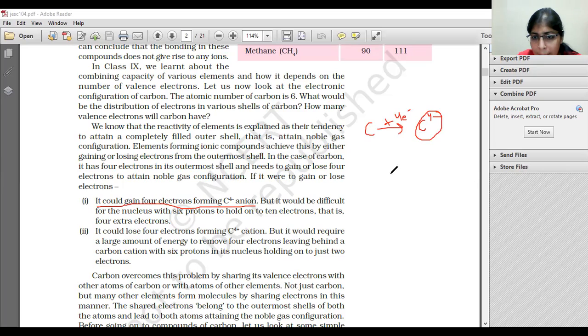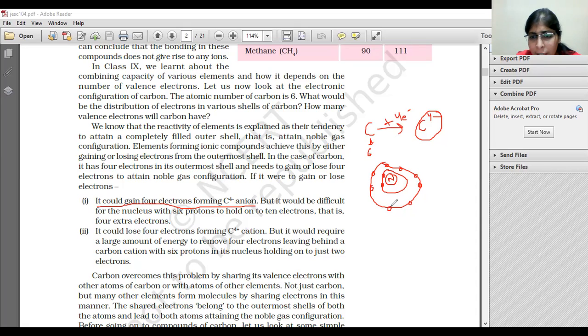And how does it look in the atomic structure? This is the nucleus. This is the outermost shell, which has 1, 2, 3, 4 electrons. There is one more shell with 2 electrons. So the atomic number is 6, and that's why I have drawn 6 dots: 2 in the innermost shell and 4 in the outermost shell. And when it gains 4 electrons, there will be 8 electrons in the outer shell now. 4 plus 4, 8.